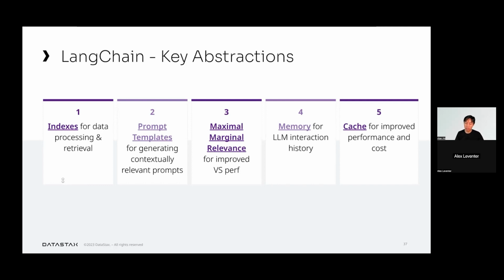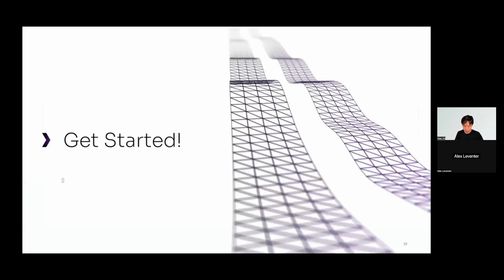We leverage the memory abstraction to record all the chat history. Underneath the hood, you can leverage something called semantic memory. So instead of just pulling, say, the last 100 chat interactions, it's able to semantically figure out which previous interactions are relevant to the question the person is asking. And then last, we use the cache for improving performance and cost.